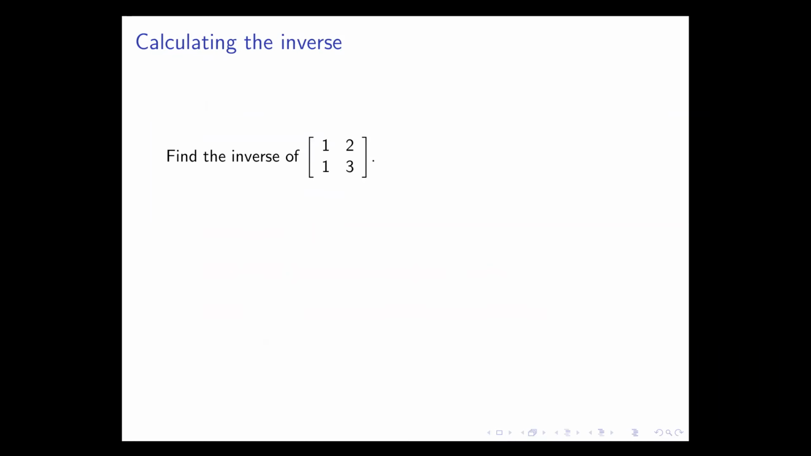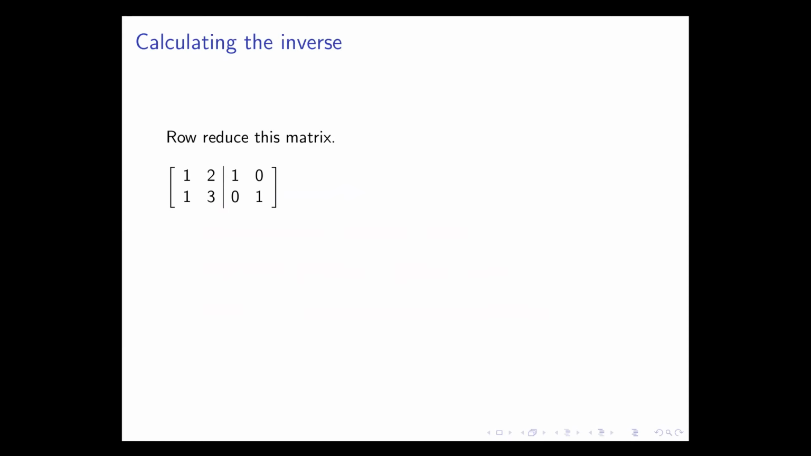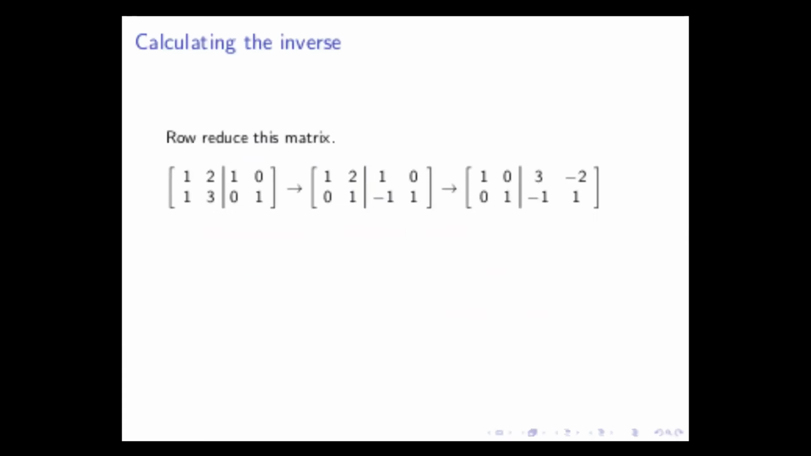Okay, so let's find the inverse of the matrix 1, 2, 1, 3. We put it next to the identity matrix like this, so it's a 2 by 4 matrix. And now we'll do the row reduction. So here's the matrix again. We know how to do the pivot form, so we can subtract the first row from the second row, and then we reduce it to the reduced pivot form.